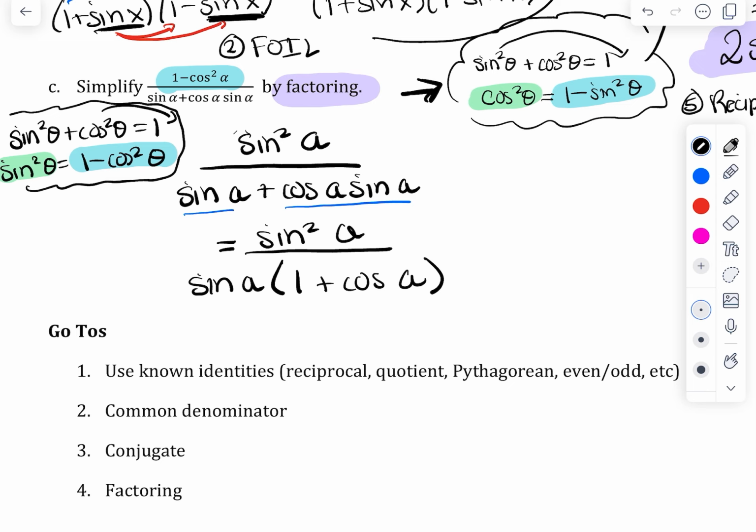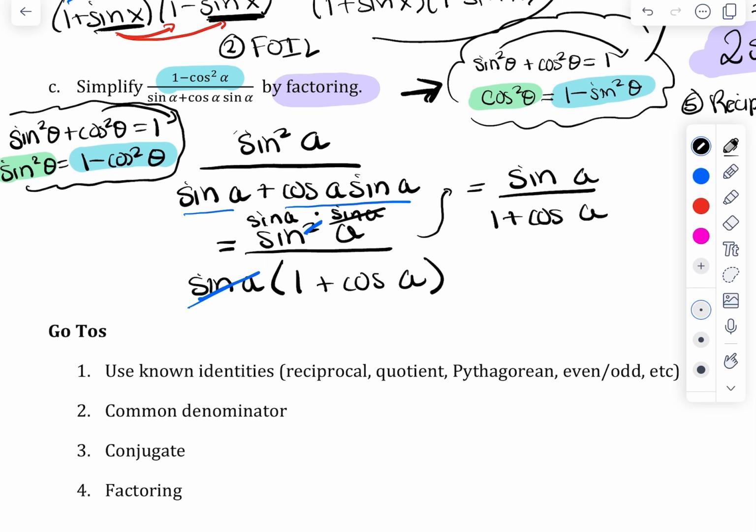And then now that I have it in factored form, only then can you actually cancel the sines here. So I can cancel one of the sines in the top with the one that's in the bottom. Because in the numerator, I have two of them, right? Sine squared A means I have sine A times sine A. So what I'm doing is I'm canceling out one of them. So what do I have left? In the numerator, I have a single sine left. And in the denominator, I have 1 plus cosine A.